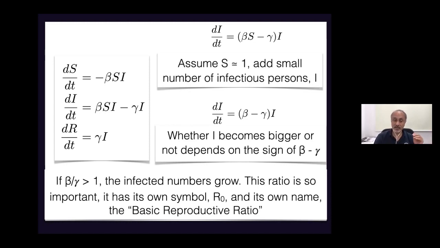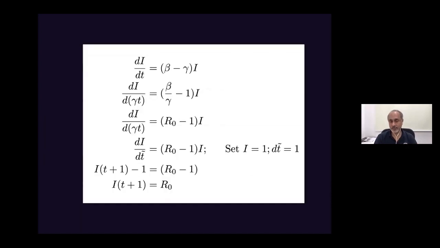This particular quantity, the ratio beta over gamma, has its own name. It's the basic reproductive ratio. Here's another interpretation of what it actually is. Go back to that same equation that I wrote down: dI/dt is beta minus gamma times I. Let me incorporate gamma, the rate, into the definition of the time. So dI/d(gamma t) is beta by gamma minus 1, which is R naught minus 1, times I. Call gamma times t as gamma tilde. That's my new scaled time variable. So dI/d tilde is R naught minus 1 times I.